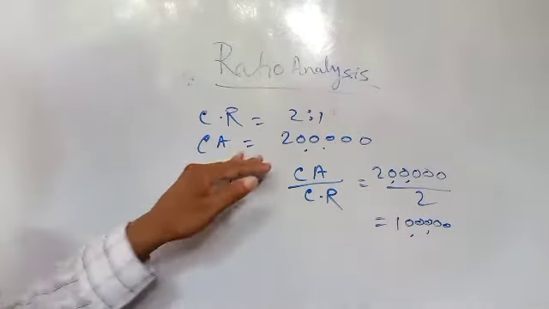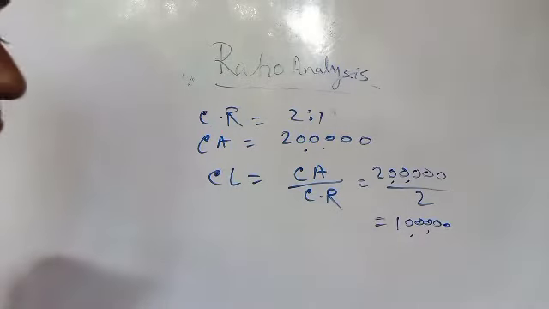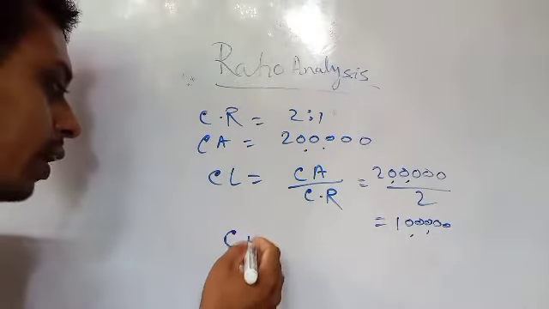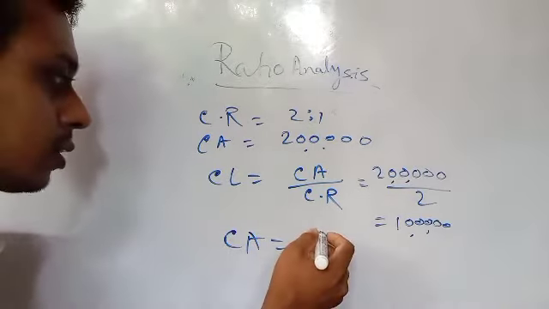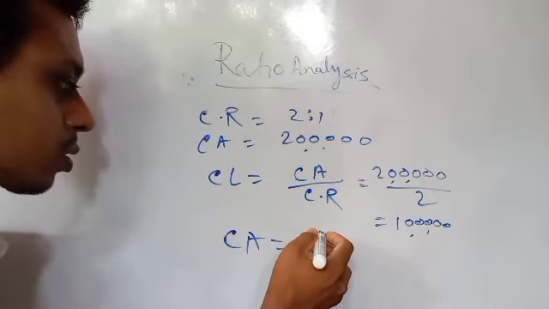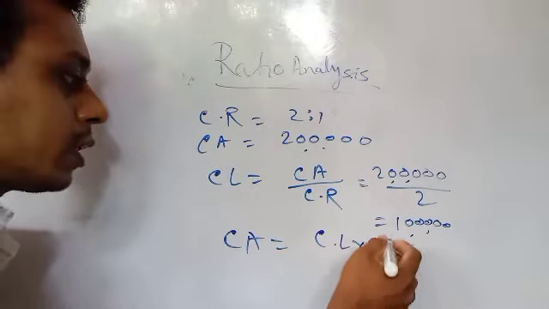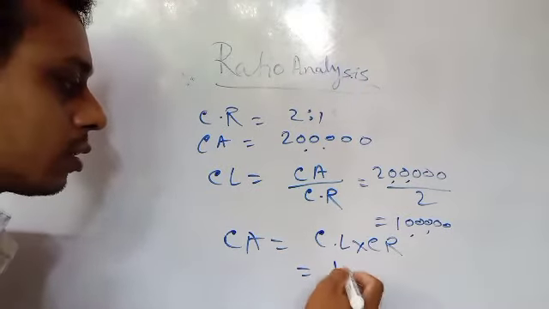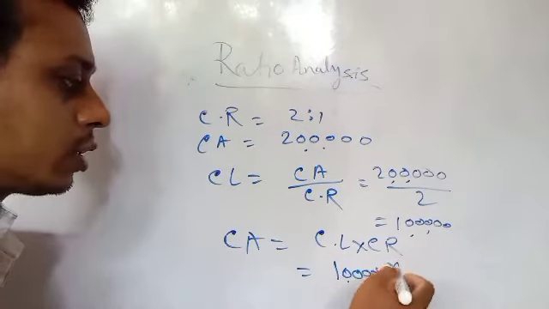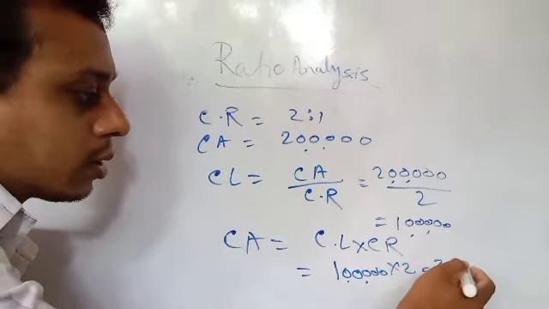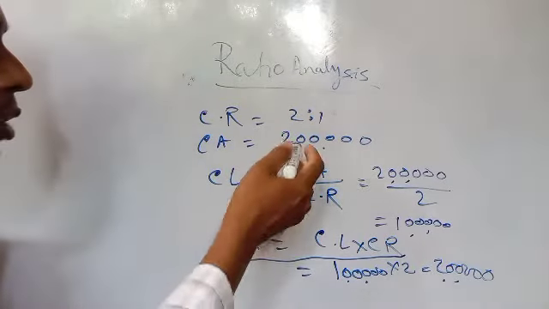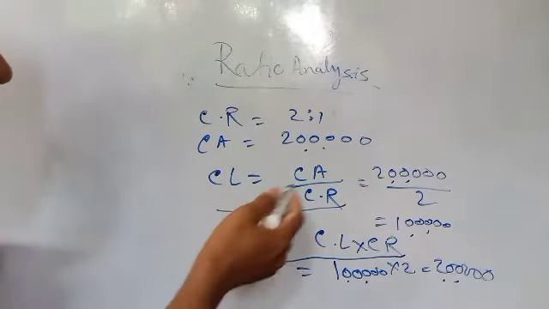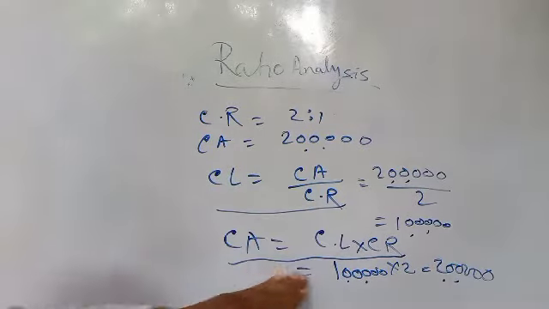So easily you can find current liability equal to current asset by current ratio. Similar way, current asset you can write as current liability into current ratio. Suppose current liability 1 lakh and current ratio is 2:1, means 2 you write, then 2 lakh will be the answer. So these are the formulas that you have to keep in your mind. Current liability equal to current asset by current ratio. Current asset equal to current liability into current ratio.